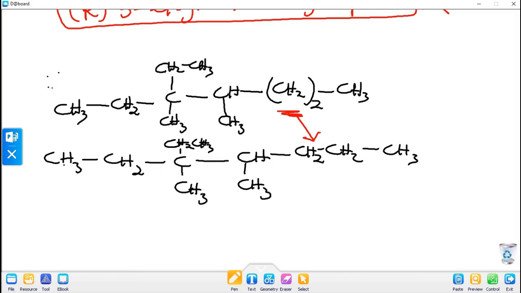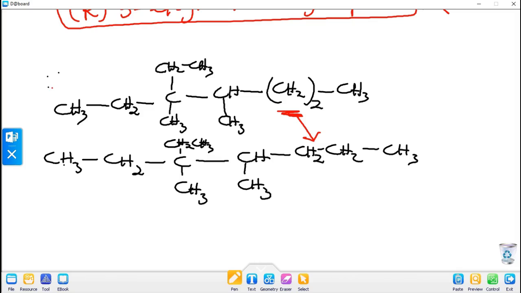So what you just need to do, like in mathematics, is expand it. That is just open up the bracket. And when you open the bracket, you have your two CH2s. So that is just what we have there. Now, how do we go about identifying our parent chain? That is the first question.